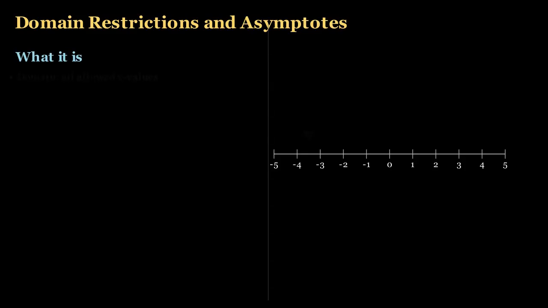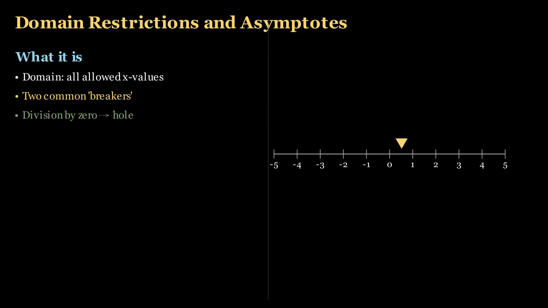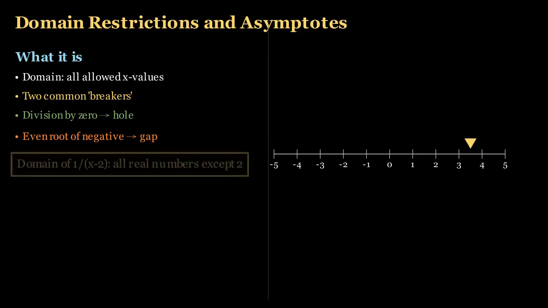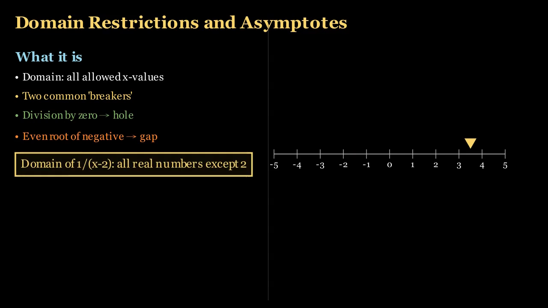We already know the domain is the set of all possible inputs a function can accept. But some inputs cause trouble, they break the rules of ordinary arithmetic. The two most common rule breakers are dividing by 0, and taking an even root, like a square root, of a negative number. If you try either one, the function doesn't produce a real number output, so those x values are kicked out of the domain. Think of them as holes or gaps on the number line where the function simply does not exist.